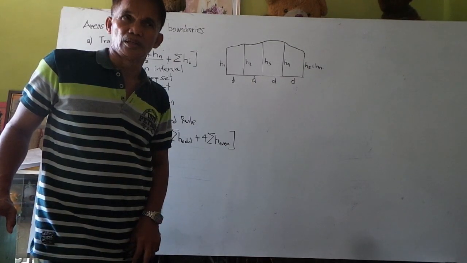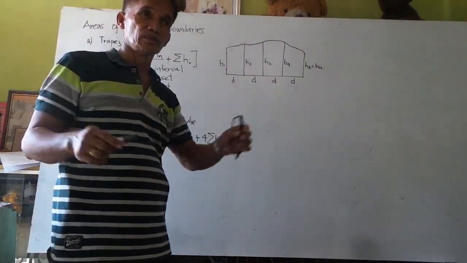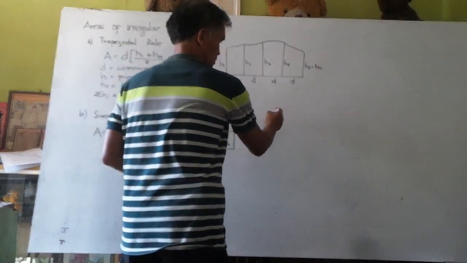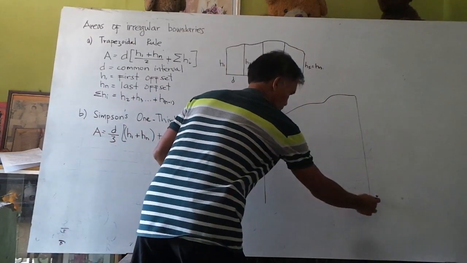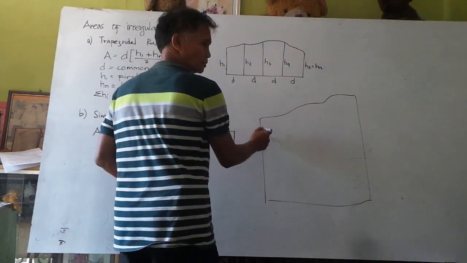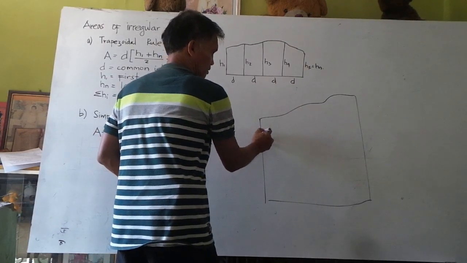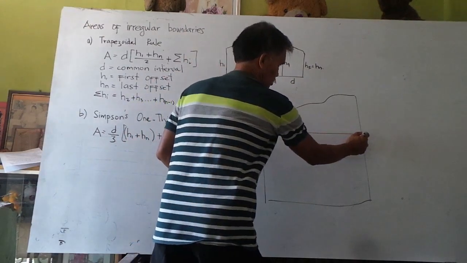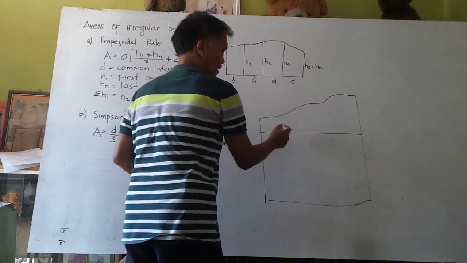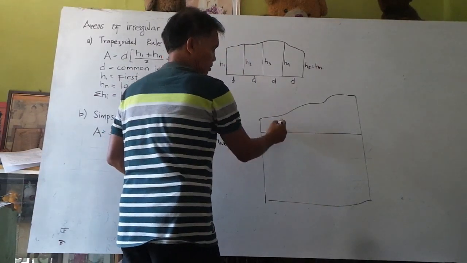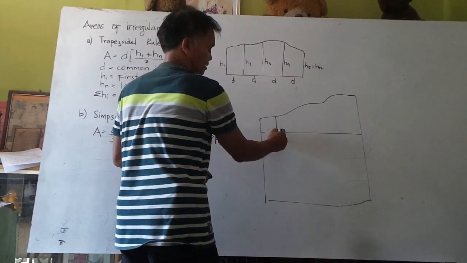So, if you encounter that kind of problem, for example, this is our area, and it is a large area. You can measure distances to compute the area. In this portion here, you make offsets which have an equal interval.